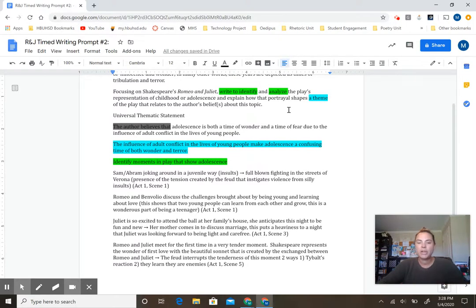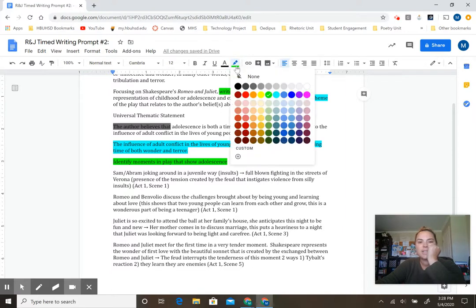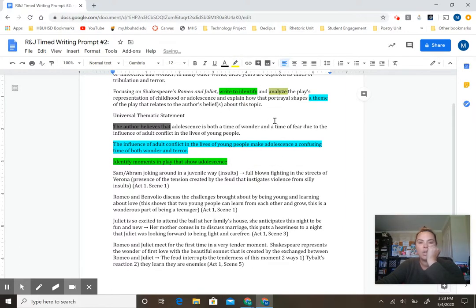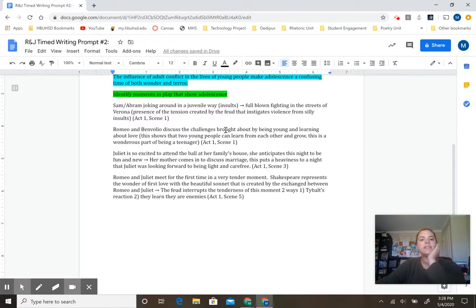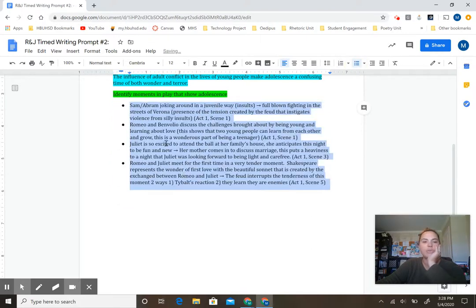So here's what I'm going to do. I'm going to come up here to analyze, and I'm going to change its color to yellow. I want you to understand that in these four examples, my goal is to identify the moments in the play. That's the first task, that green task.